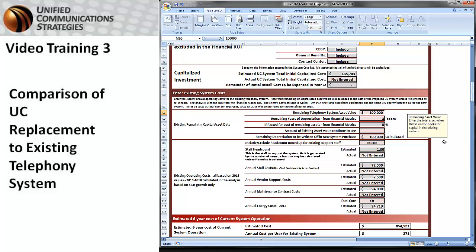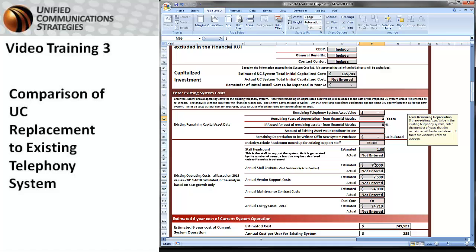Now, the next part is actually, and I'm going to go ahead and take this out for our analysis right now, the rest of this is the estimated cost for operating the existing system for the existing number of users and keeping it versus operating the new system. So this is the operating costs based on 2013 values. So this is the staff headcount. There's one headcount because of the number of users. You can enter an actual amount.